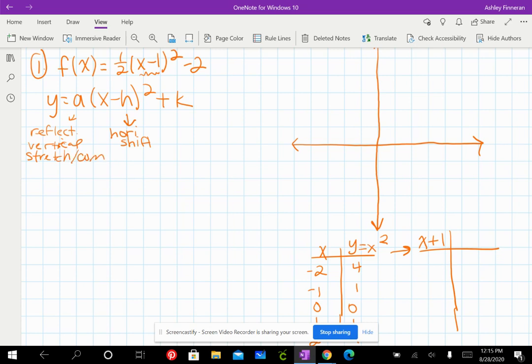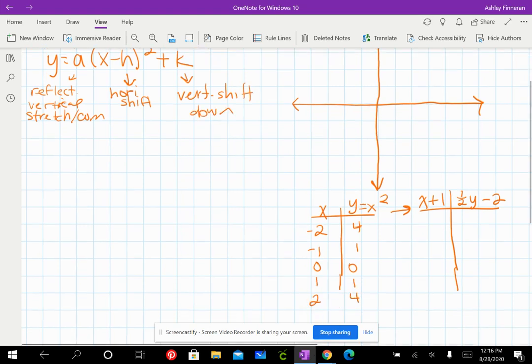So in this case, 1/2 is going to compress the function. So it's almost like I'm holding the top and the bottom of the function and smushing it. So it's going to make the function wider than the parent function. And it is shifting it down too, because k is my vertical shift, down 2.